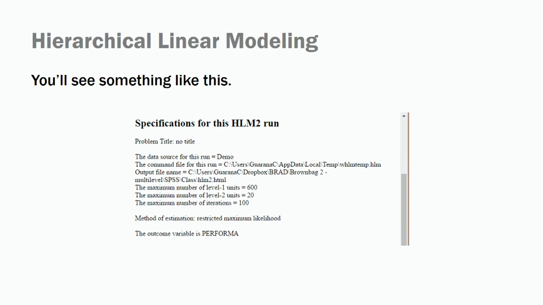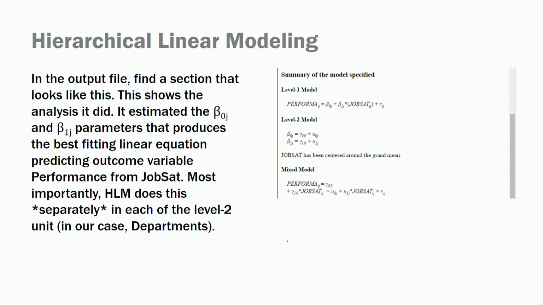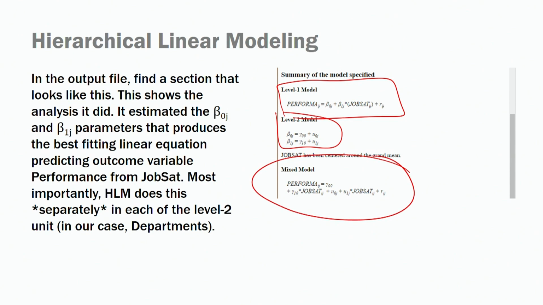So the first thing that you see is this information about your sample. 600 observations at level 1, 200 observations at level 2. My outcome variable is performance. And if you scroll down your output file a little bit, you'll see the equations: the level 1 equation, the level 2 equation, and the mixed model equation.